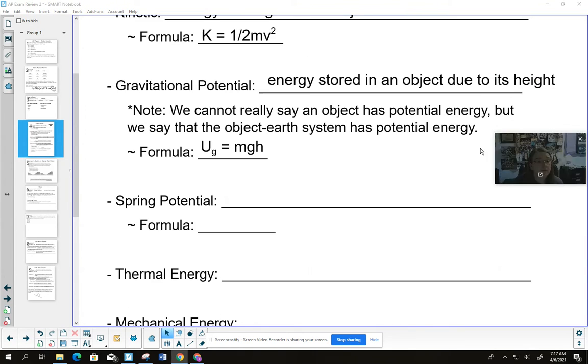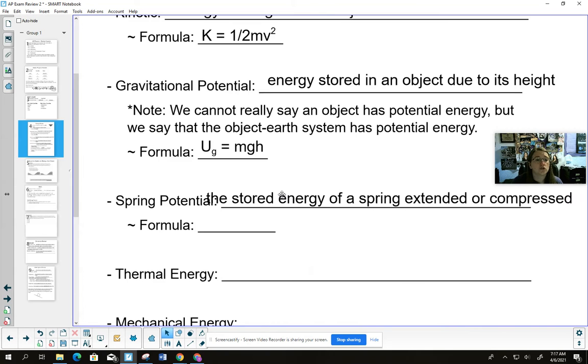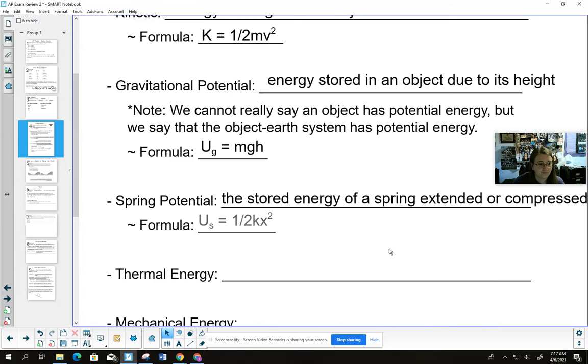Now we can also have spring potential, which is the stored energy of a spring when it's extended or compressed, depending on how that spring works. Some springs extend, some springs compress. And this was US, so that's spring potential. That's again 1/2 k times x squared. So don't forget that k was the spring constant.